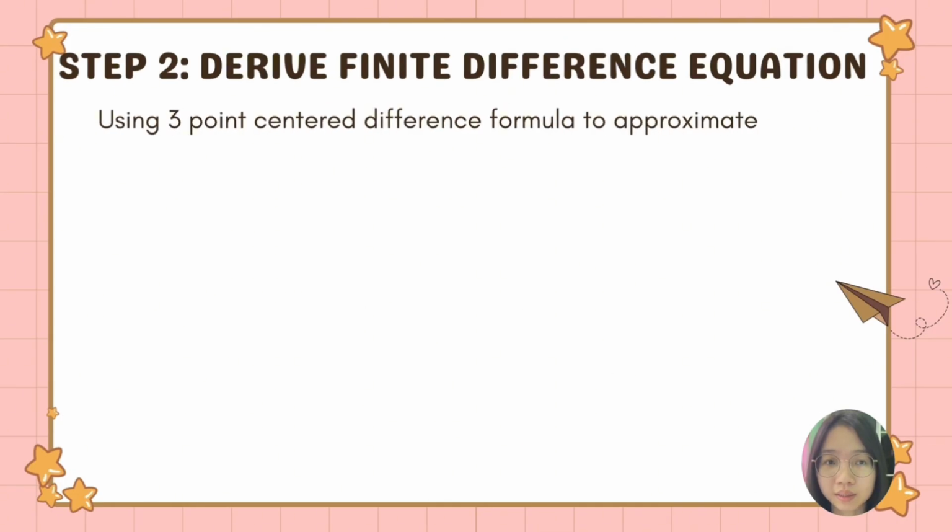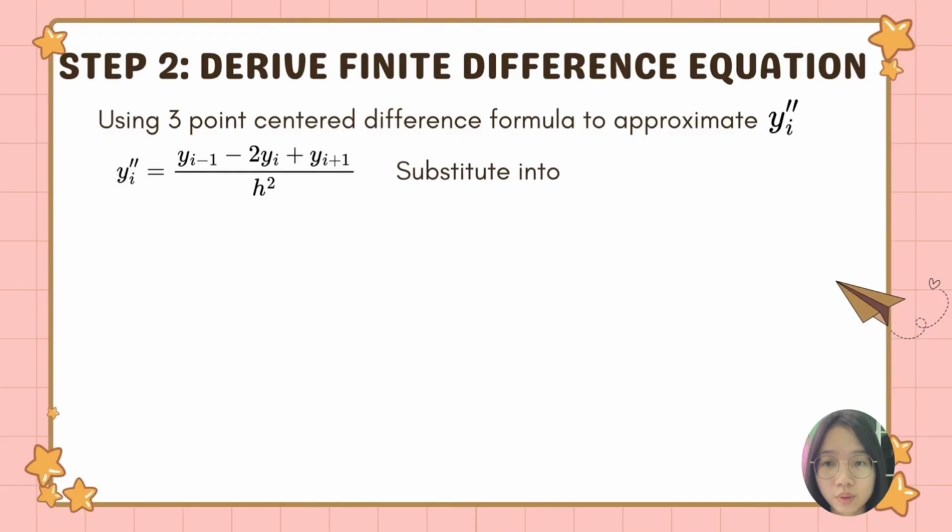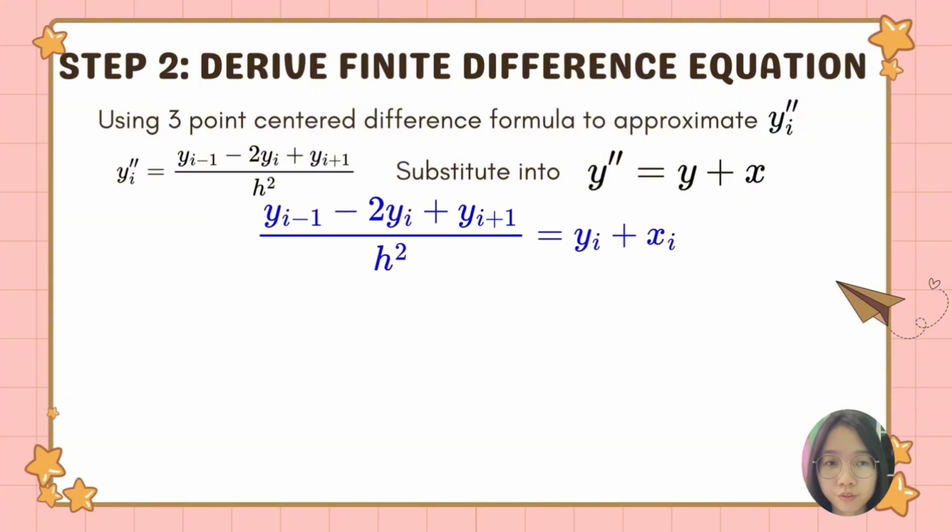We use the 3-point center difference formula for the second derivative, y_i double prime equal to (y_{i-1} minus 2y_i plus y_{i+1}) over h squared. And then we substitute this into the equation y double prime equal to y plus x. Then we will get the equation (y_{i-1} minus 2y_i plus y_{i+1}) over h squared equal to y_i plus x_i. And then we multiply both sides by h squared.